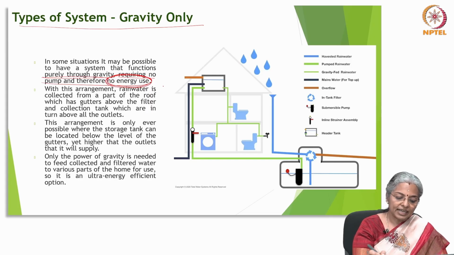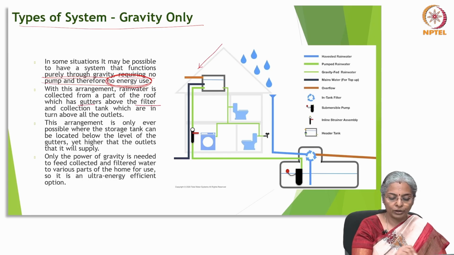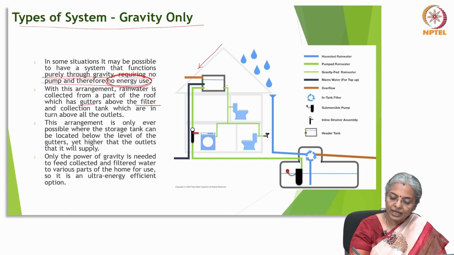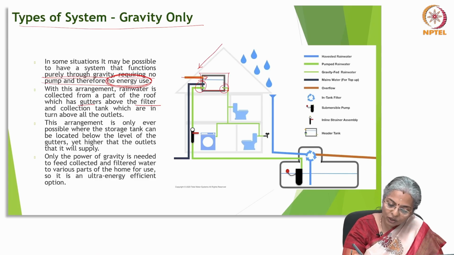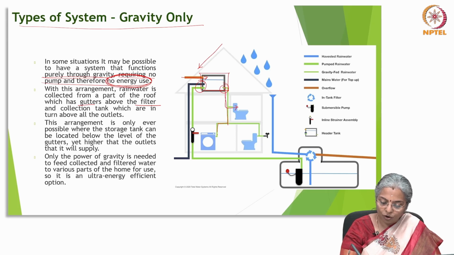In this arrangement, rainwater is collected from the roof, which has the gutter above, and then it should also have a filtration system, as I have been telling in all the cases, and then you have a collection tank, which is in turn above all the outlets. So, your inlet is here and these are your outlets. So, your tank is above, and from here, because of gravity, the water is taken down to all the flush or washing machine and things like that.